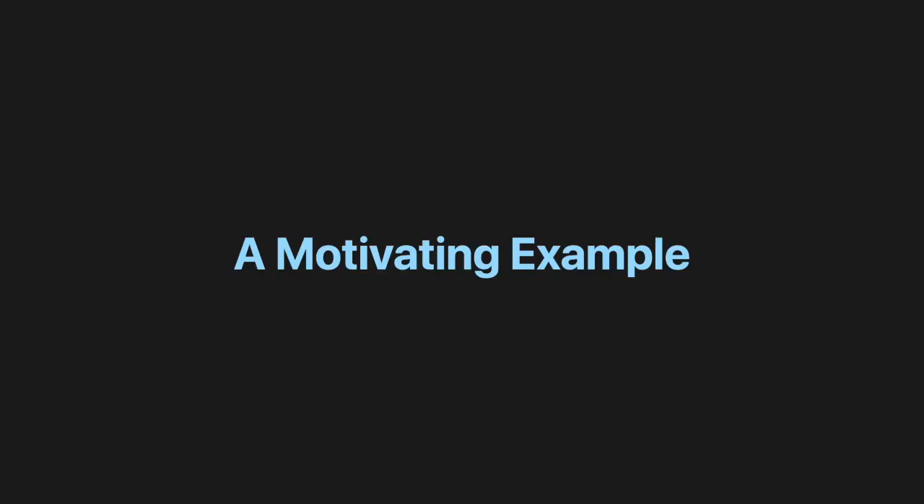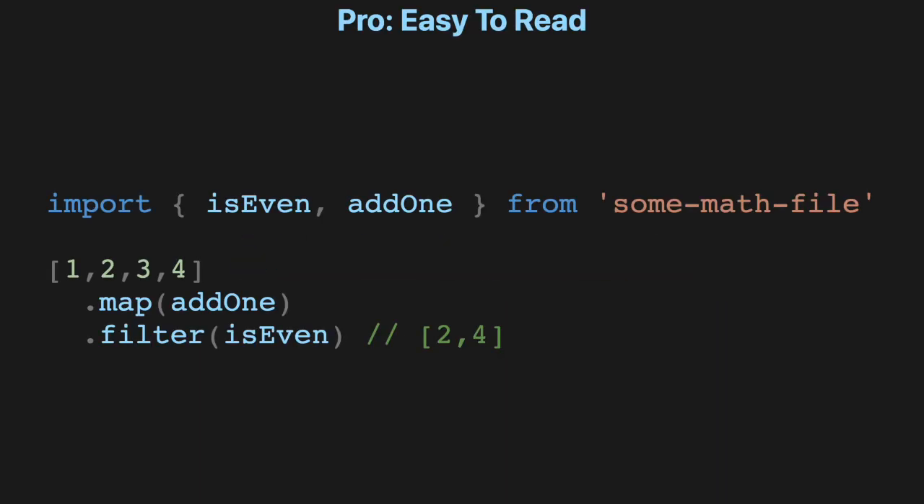So here's an example. You see here we have an array of 1, 2, 3, and 4, just an array of numbers. We're going to transform the elements using map by adding 1 to them, and then we're going to use filter to only keep the even numbers. Pretty simple, right? Well, a pro here is that this is very easy to read. We kind of have this left to right, top to bottom kind of flow.